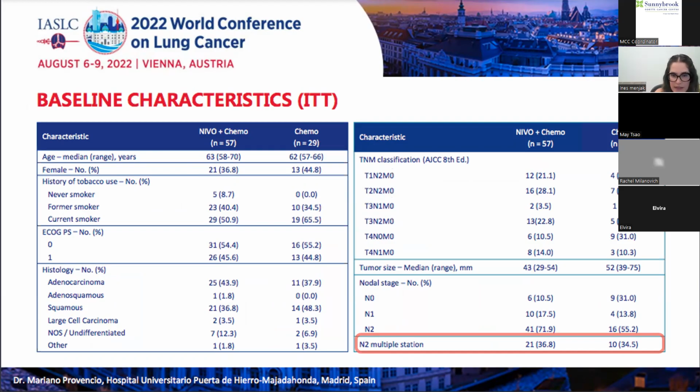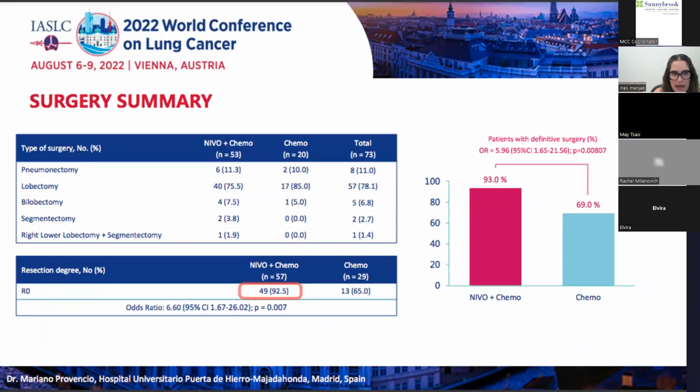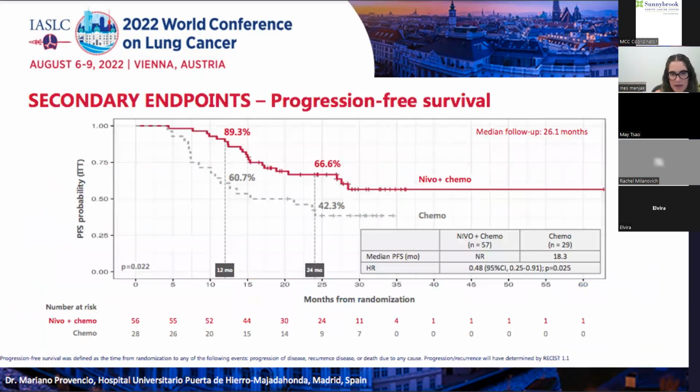In the baseline characteristics, I highlight that the majority of patients had disease in the mediastinum, around 70%, and half of them had multiple compromised stations in the mediastinum. 93% of patients in the combination nivo and chemo arm had a definitive surgery, compared to 69% in the chemotherapy arm. The R0 resection rate was 92.5% in the combination arm and 65% in the chemotherapy alone arm.